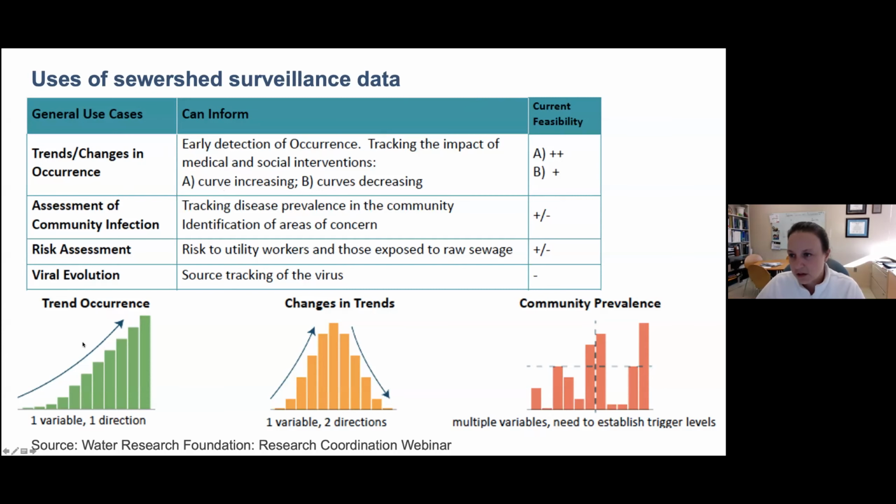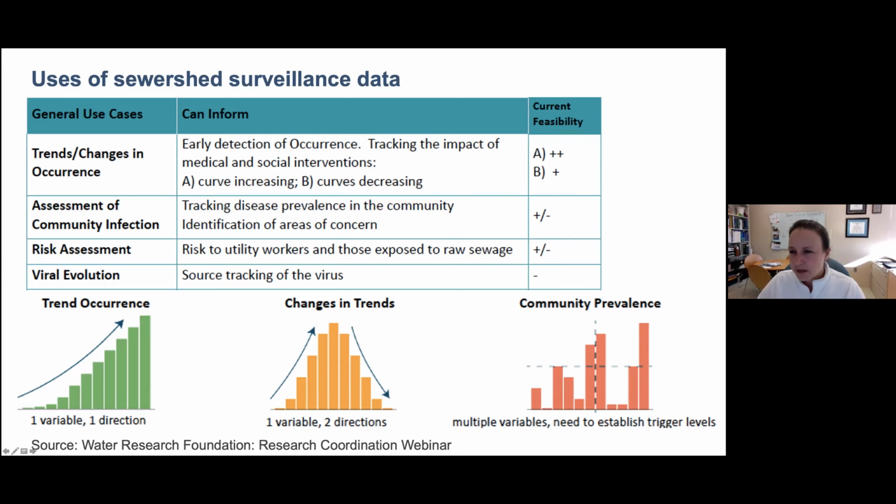Is the concentration increasing? Is the concentration decreasing? Are we on the right path? You can imagine now that vaccines are being distributed, that we may look at this and say, okay, are we really... vaccinations are going up, but maybe there are some pockets of communities that aren't being vaccinated, either for availability or choice. Are we really decreasing the prevalence of SARS-CoV-2 in our community?